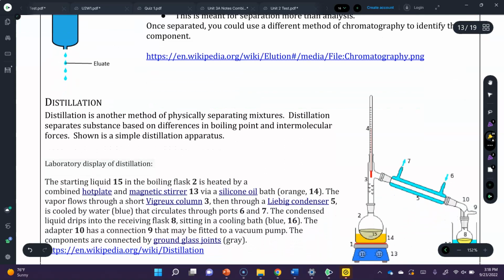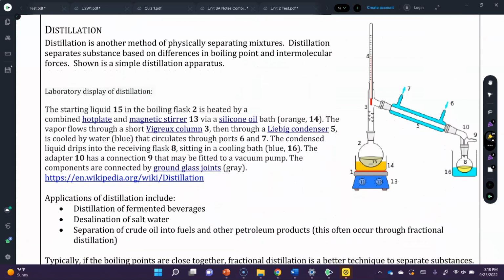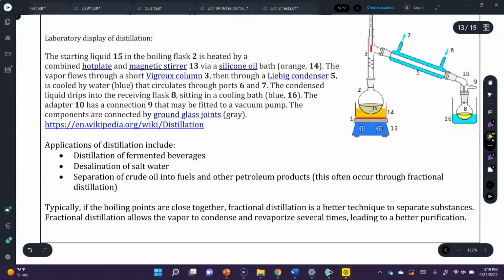Another way to separate mixtures is distillation. This separates substances based on differences in boiling point and is thus tied to intermolecular forces. There is a distillation apparatus shown to the right, and it walks you through. But basically, something is heated here. The one with the lowest boiling point will boil off first and come up. It will then be cooled in this jacketed water condenser. Water is continuously flowing to help cool it down, and then it is collected in a separate container.